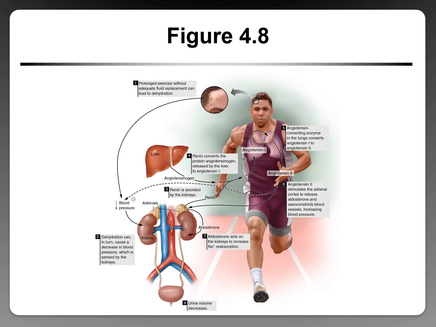Angiotensin converting enzyme in the lungs converts angiotensin 1 to angiotensin 2. Then angiotensin 2 will stimulate the adrenal cortex to release aldosterone, and it will vasoconstrict blood vessels, which will increase blood pressure. Aldosterone will then act on the kidneys to increase sodium ion reabsorption.